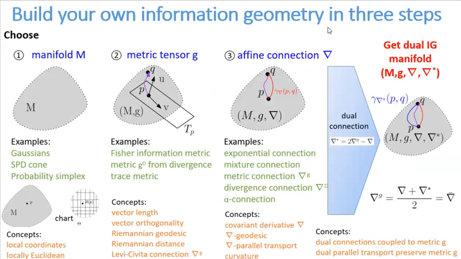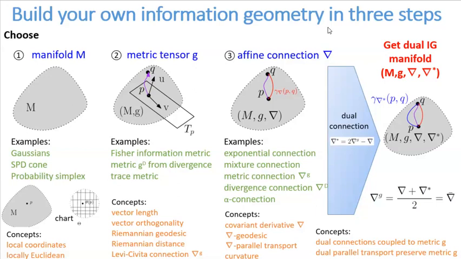Then on this manifold, we have the flexibility to choose a metric tensor, a Riemannian metric tensor. This Riemannian metric tensor will be defined on tangent spaces at a point P of the manifold. It will define the length of tangent vectors, and it will also define the angle between two tangent vectors, right? So this is a very important notion.